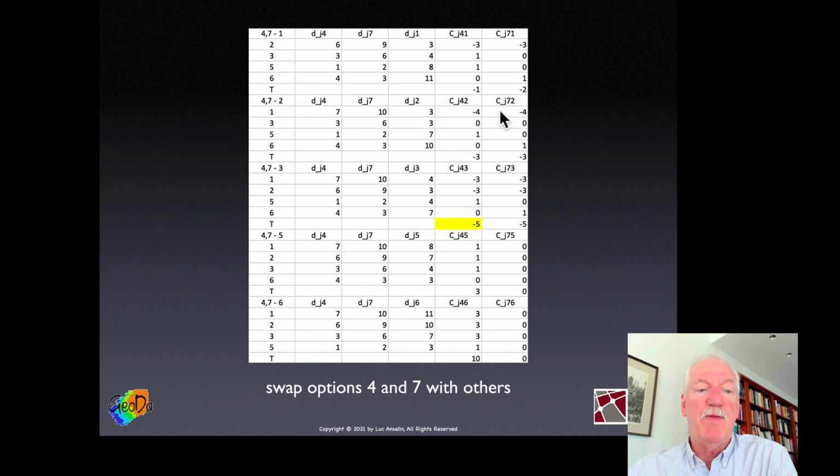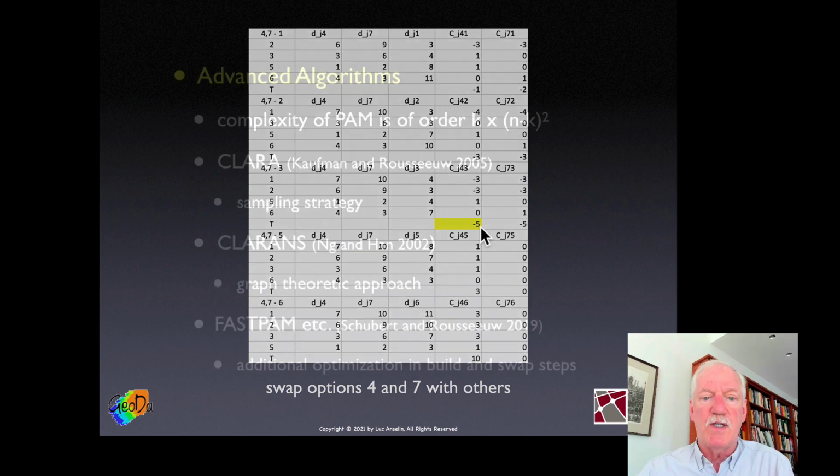And then we do the same thing here, considering replacing 4 by 2 or 7 by 2, 4 by 3 or 7 by 3, and so on. And then we find overall that the greatest improvement is for replacing 4 by 3. So now the new two centers are 3 and 7. And then we allocate the closest observations to those, and we repeat the process.